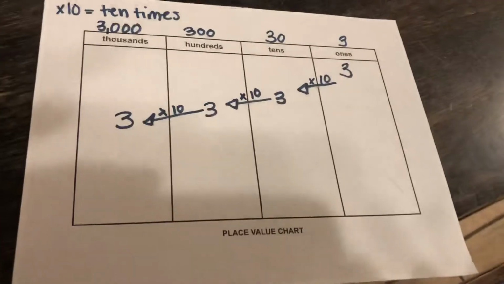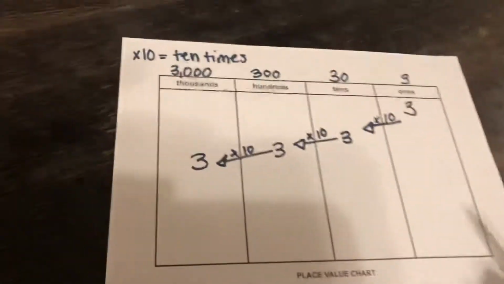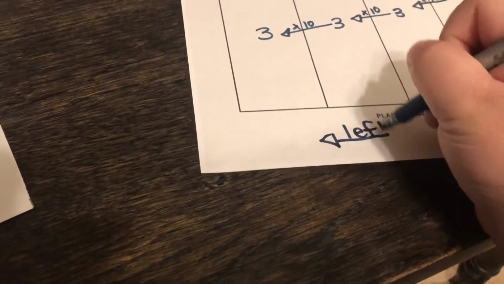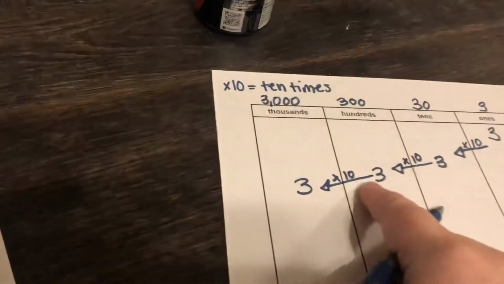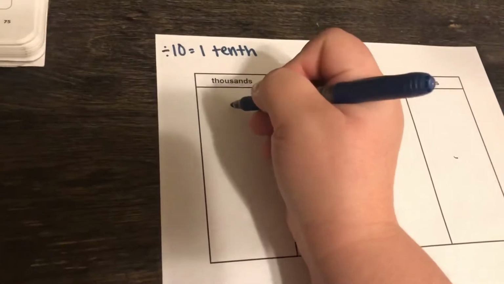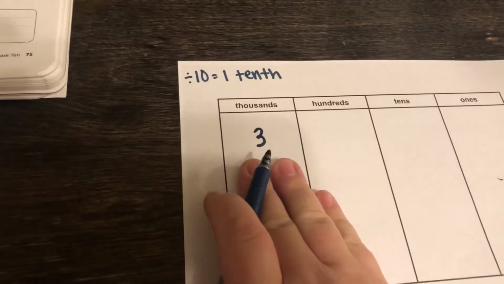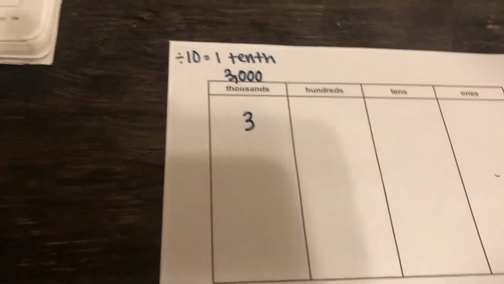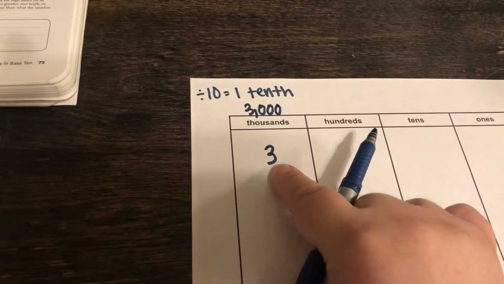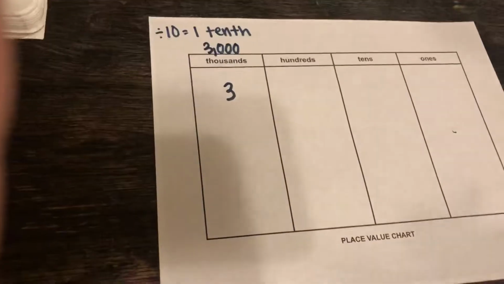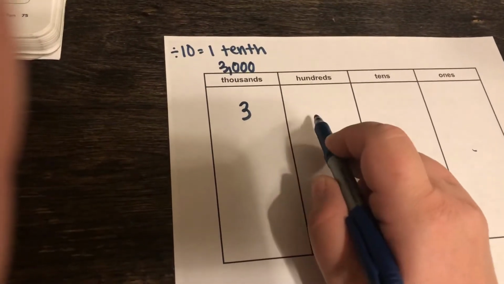So we talked about what we need to do if we're going to the left. If we're going to the left, we need to times it by 10. Well, what happens if we're starting here? So that 3 is in the thousands place, which makes it 3,000. What do we need to do to take that 3 and put it over here? We can't times it by 10 because timesing it by 10 would make it bigger. What do you think we need to do in order to get it down to the hundreds?